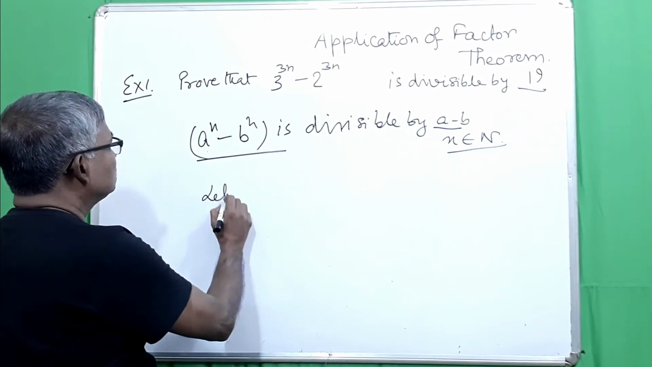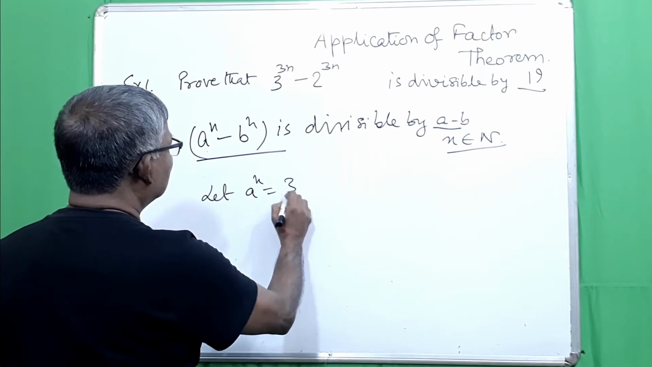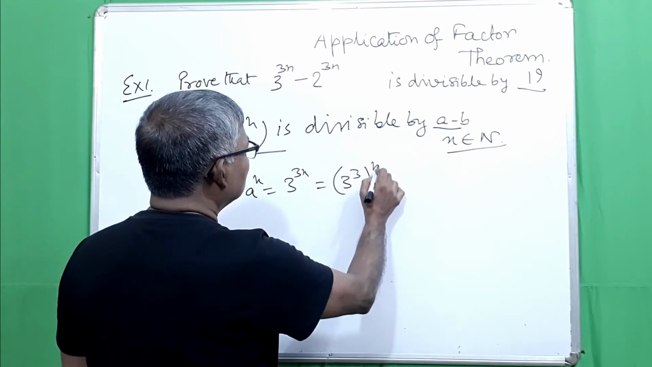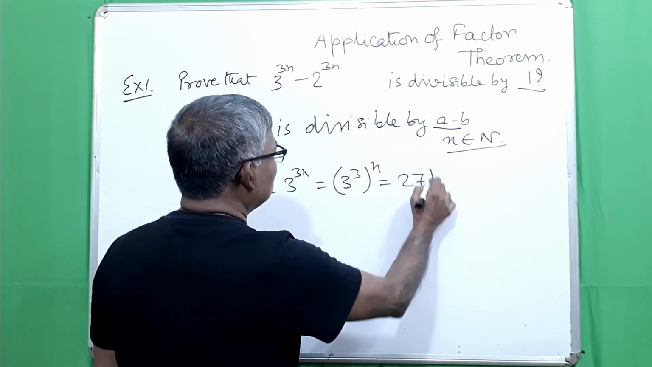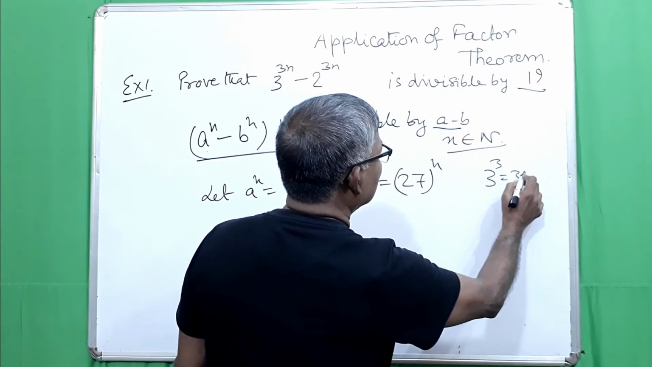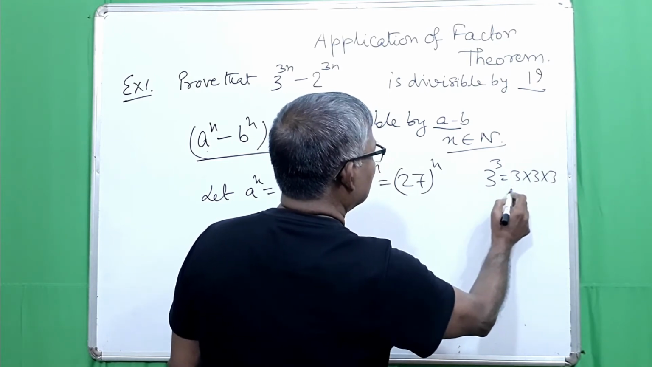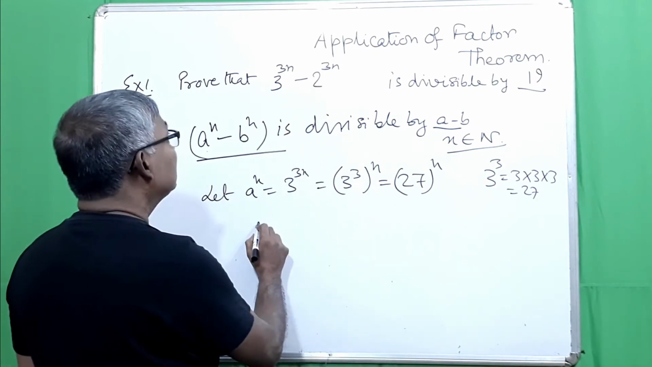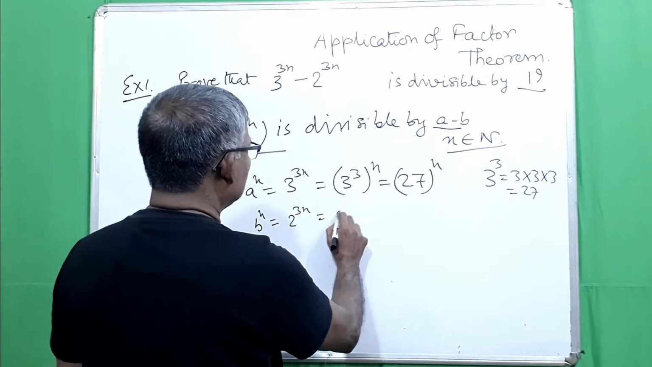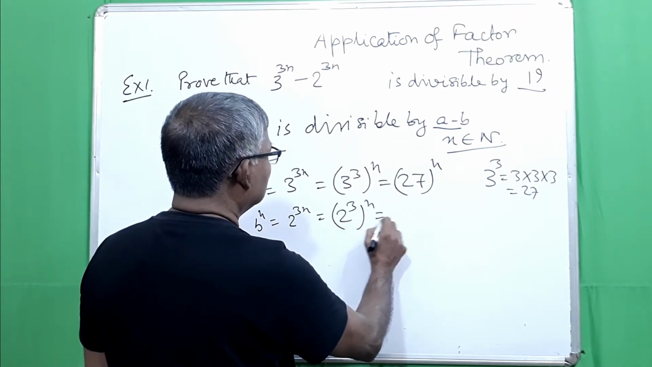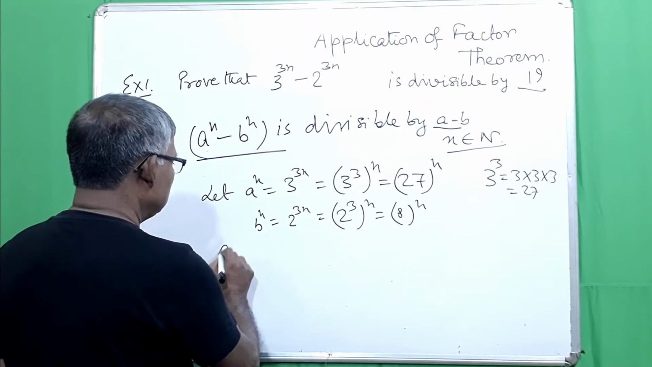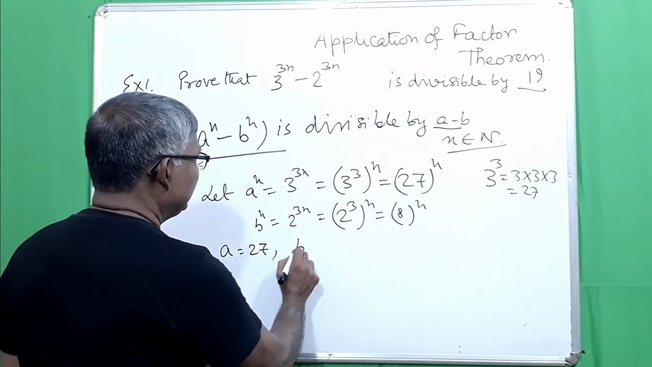Let a to the power n equal to 3 to the power 3n equal to 3 to the power 3 whole to the power n, that is 27 to the power n, because 3 to the power 3 means 3 into 3 into 3, that is 27, and b to the power n equal to 2 to the power 3n equal to 2 to the power 3 whole to the power n, that is 8 to the power n. Here see, a equal to 27 and b equal to 8.